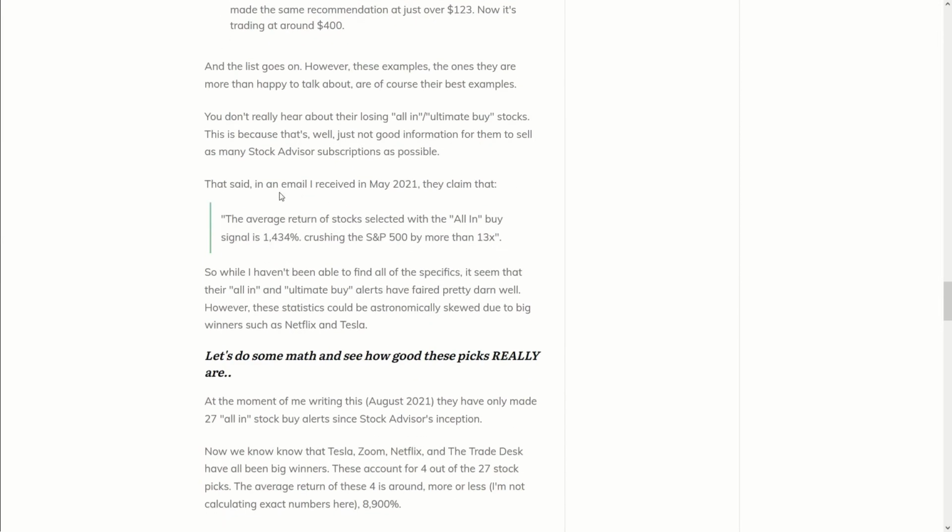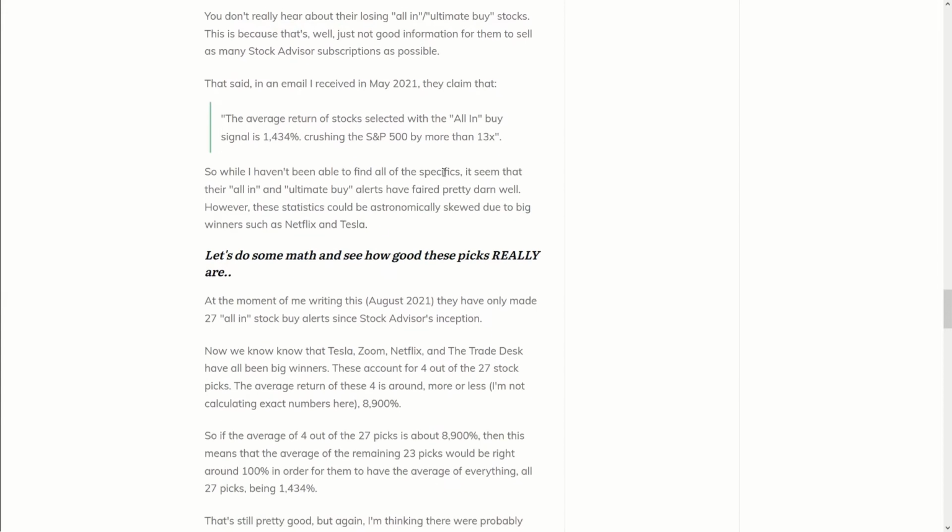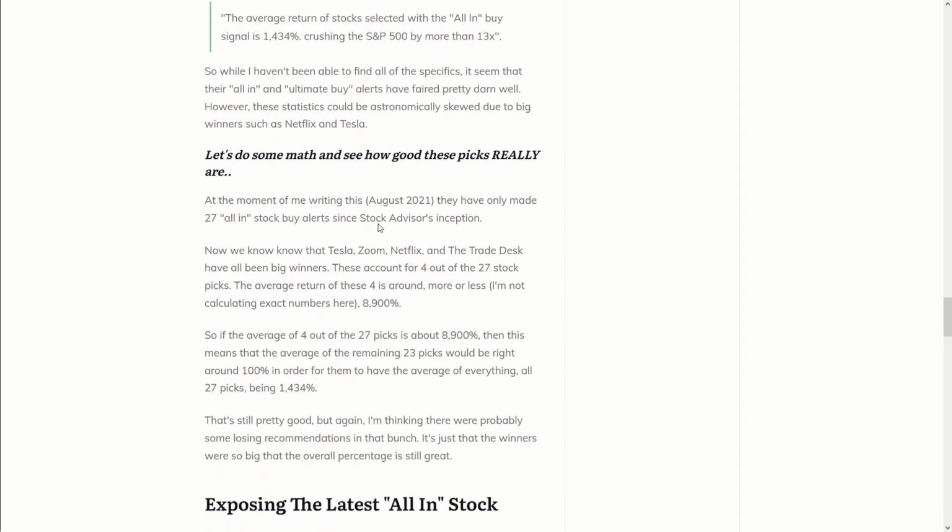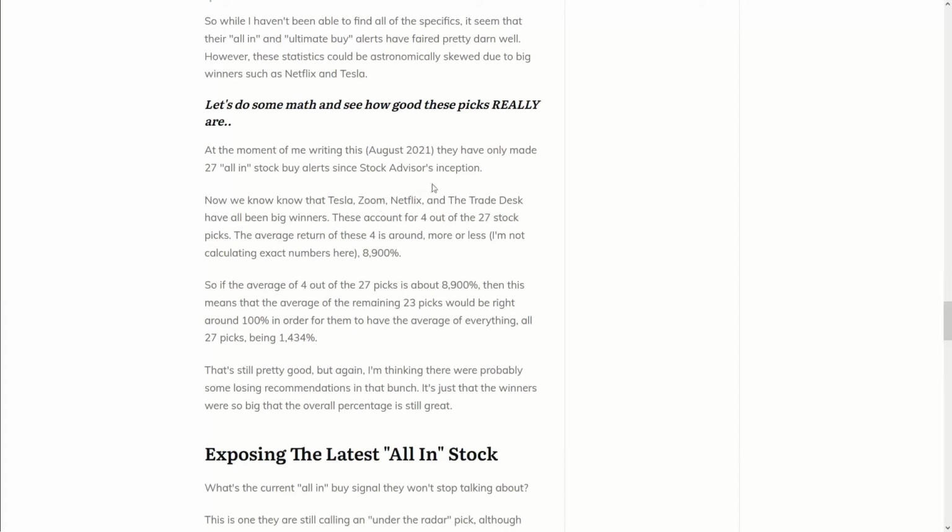However, in a subscription email that we received from The Motley Fool, they claimed that the average return of their stocks with the all-in buy signal is 1,400%. So although they don't disclose all the specifics of these all-in buy signals that they've published over the years, they've averaged out pretty well. However, it's likely that this is seriously skewed due to the huge winning numbers that Netflix and Tesla have posted. So let's just do the math backwards on this and see how these picks really fared.